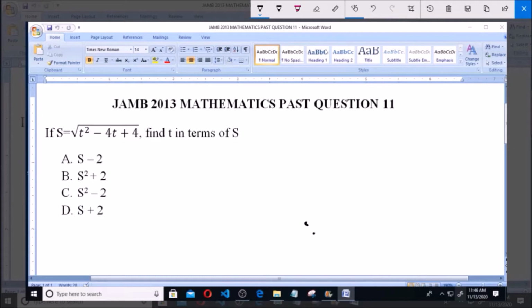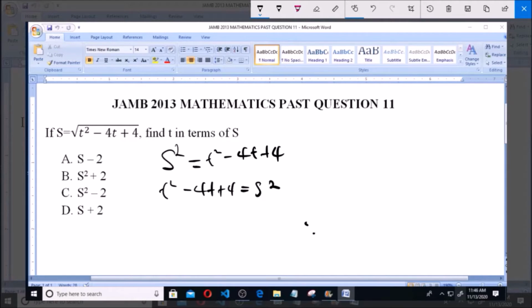So, S is equal to the square root, and to eliminate this square root, we simply square both sides. Squaring both sides, we eliminate the square root and have S square equals t square minus 4t plus 4. So we'll have that t square minus 4t plus 4 is equal to S square.